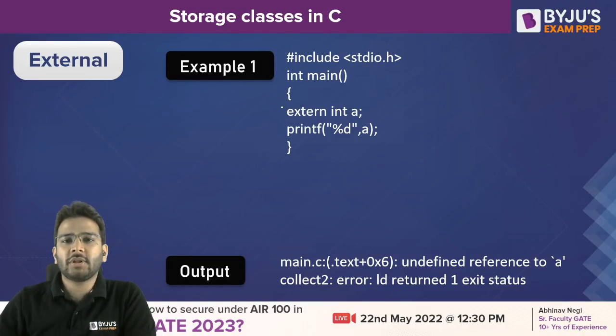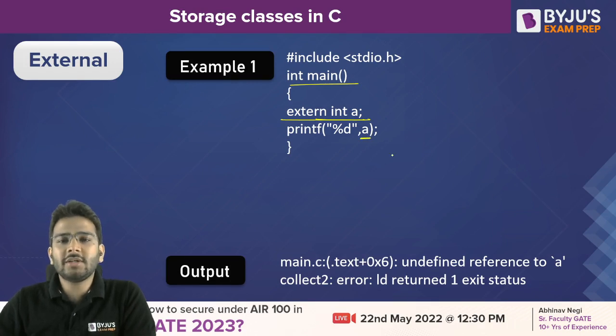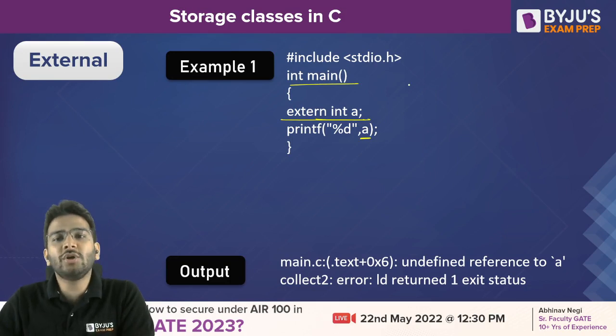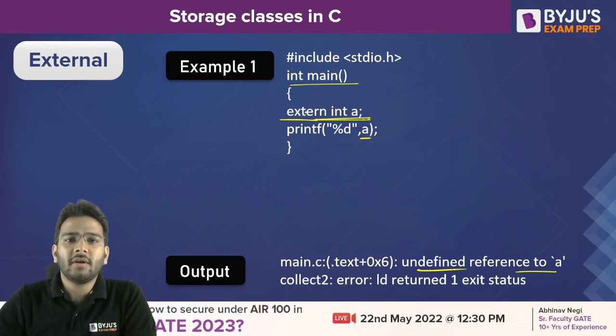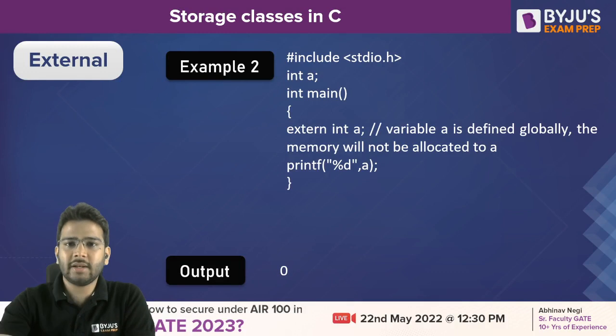Now let's see some examples for this. Here we have the int main function. We are writing extern int a. Now if I try to print this, as you can see, we are trying to print the value of a, right? But the point is we have this extern inside main and we are not defining it anywhere else in the program. So that is why we are getting the error: undefined reference to a. Clear? When you are writing extern int a, you have to define it somewhere else outside this. Then only you can access that. So let's see the next example.